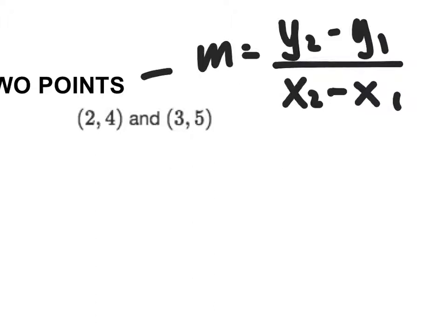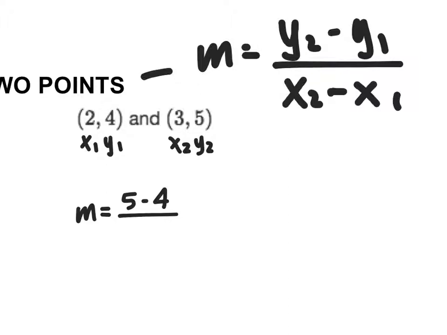The next points are 2, 4, and then 3, 5. So first things first, I want to calculate my slope. I'm going to call this x1, y1, and call this x2, y2. Let's plug those into my slope formula. So my slope m is equal to 5 minus 4 over 3 minus 2. This one's a little bit easier. 5 minus 4 is 1. 3 minus 2 is 1. 1 divided by 1 is just 1.